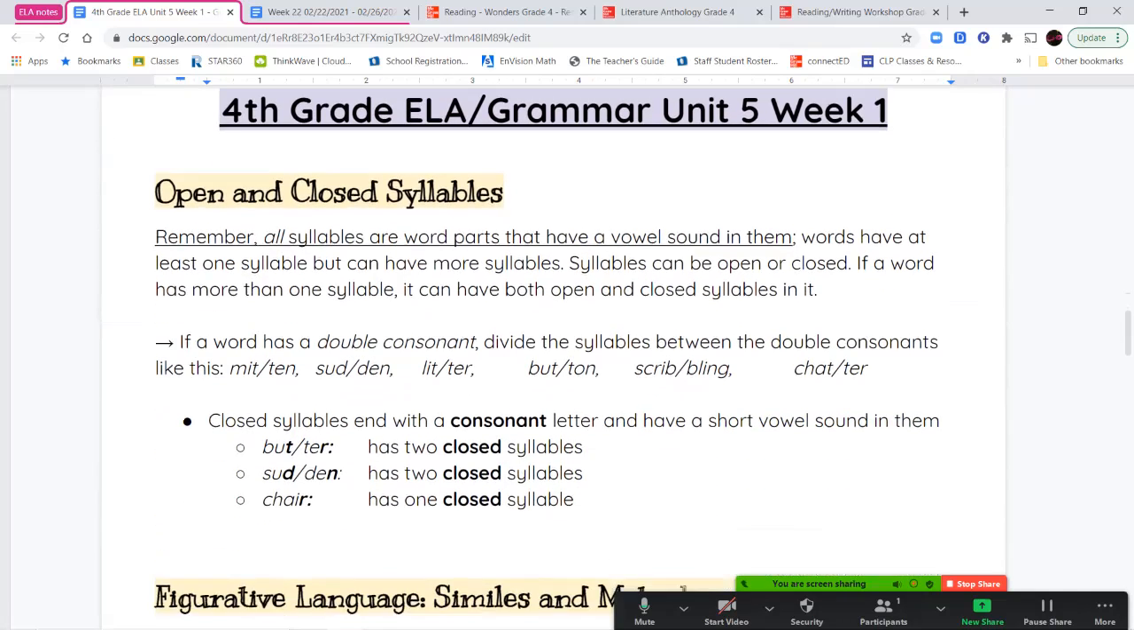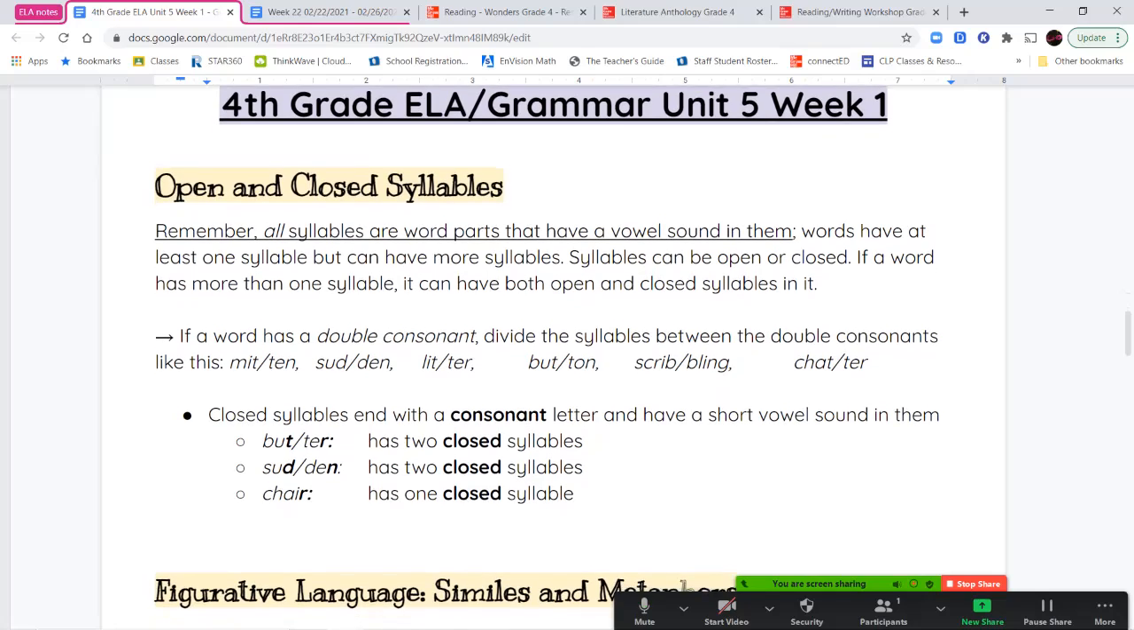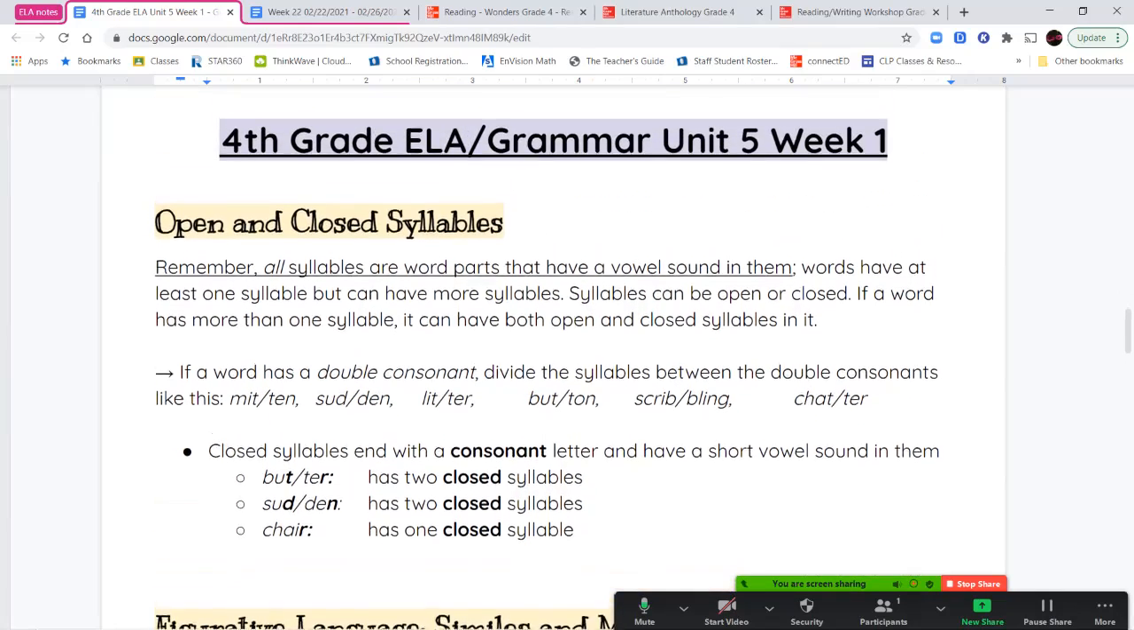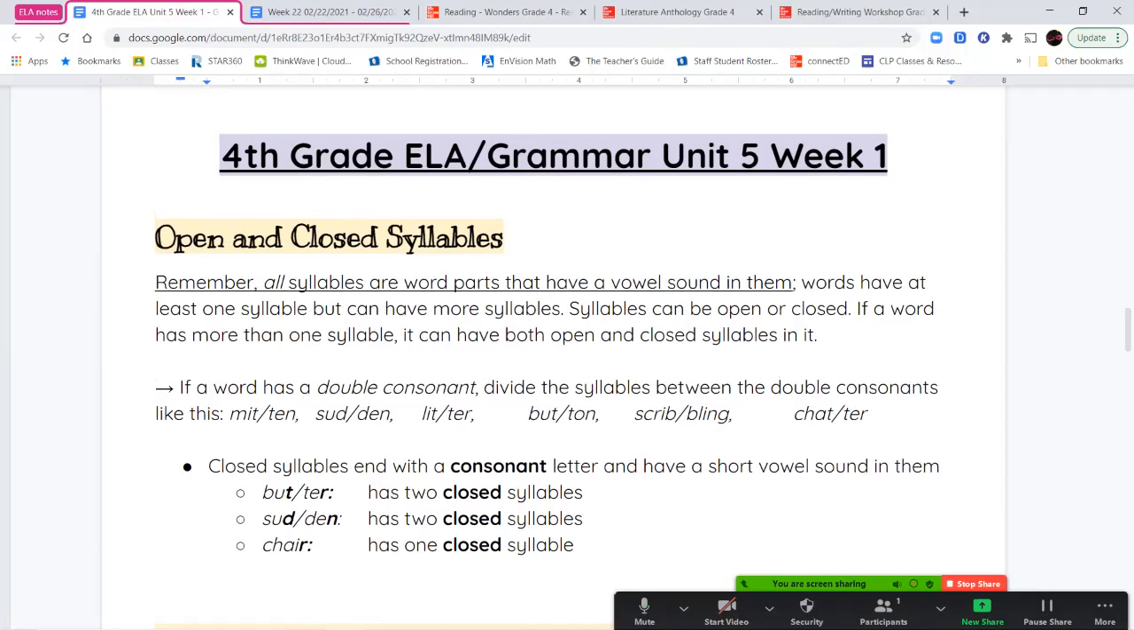All right, now let's review open and closed syllables quickly. Remember, all words have syllables, and all syllables are parts of a word that have a vowel sound in them. So a word can have at least one syllable, but it can also have more than one syllable. And syllables can be opened or closed. So if a word has more than one syllable, they can either both be opened, or they can both be closed, or it could be a mix with some open and some closed.